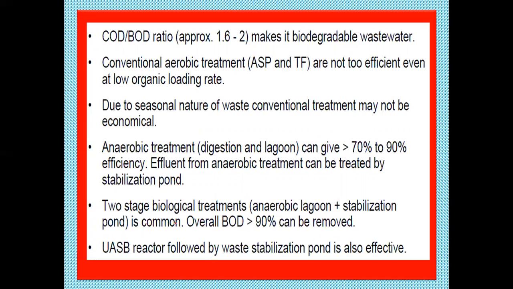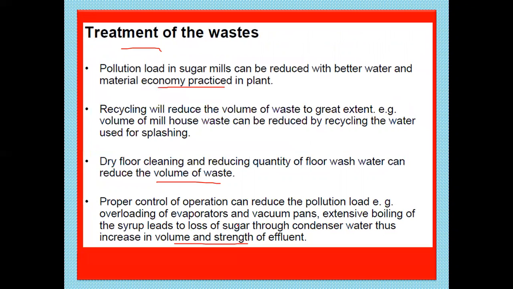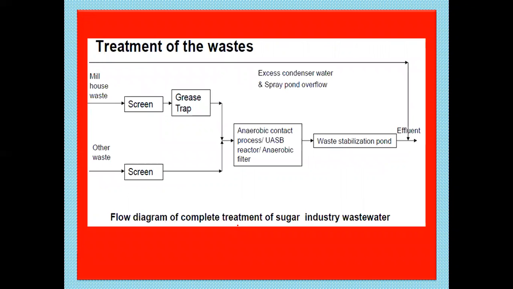Two-stage biological treatment, okay, you can omit this one. For the treatment of waste, without writing all this matter, if you simply draw a line diagram about the treatment of the sugar industry waste: waste comes from the mill house, and these are screened, meaning filtered properly. Grease traps are formed separately. Other waste comes from the other way, and these are also screened. Both are sent into the anaerobic contact process or anaerobic filter process, where it is filtered. Finally, we send it to the waste stabilization pond.